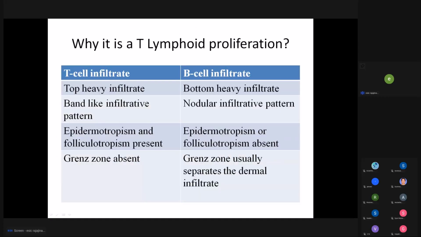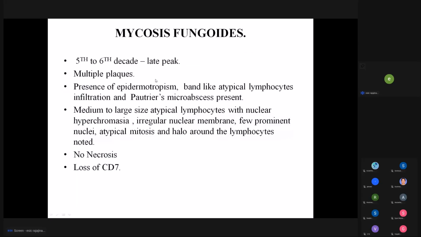Why it is a T lymphoid proliferation: a T cell infiltrate will have a top heavy and band-like infiltrative pattern, compared to a B cell infiltrate that will have a nodular infiltrative pattern. T cell will show epidermotropism and follicular tropism. In this case, only epidermotropism was present and Grenz zone was absent. In B cell infiltrate, epidermotropism and follicular tropism will be absent, and a Grenz zone usually separates the dermal infiltrate. Then coming to the individual differential diagnosis, mycosis fungoides usually occurs in the 5th and 6th decade.